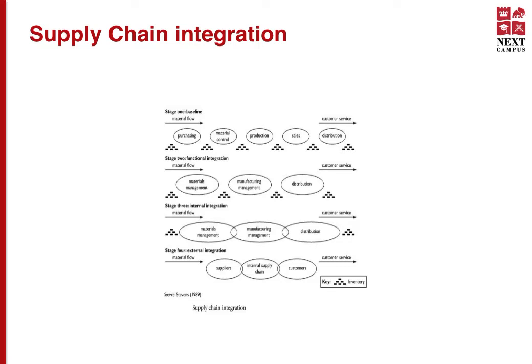This diagram shows the 4 stages in supply chain integration. Stage 1 is the baseline. Stage 2, the functional integration. Stage 3, the internal integration. And stage 4, external integration.